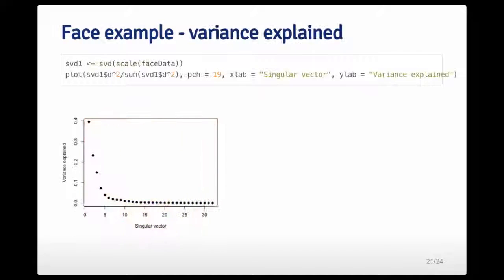What we're going to do is run the SVD on this face data and look at the variance explained. You can see that the first singular vector explains about 40% of the variation, the second is about 20-some%, and the third is maybe 15%. So if you look at the first 5 to 10 singular vectors, they capture pretty much all of the variation in the data set. We can actually look at the image that's generated by the first singular vector, or the first 5, or the first 10.